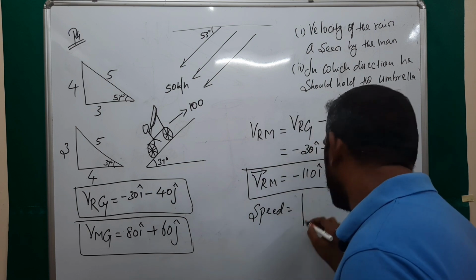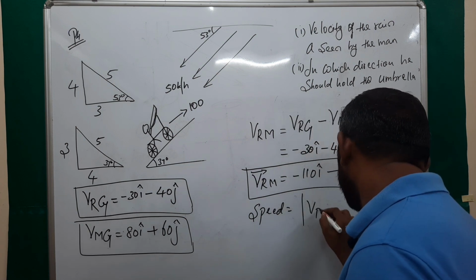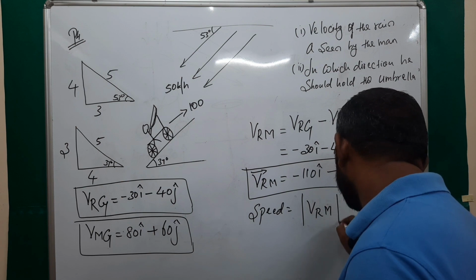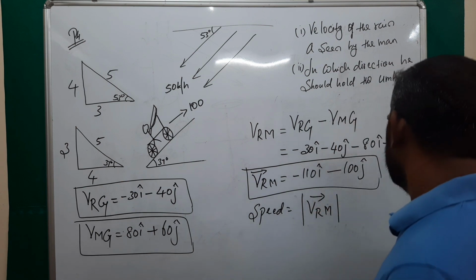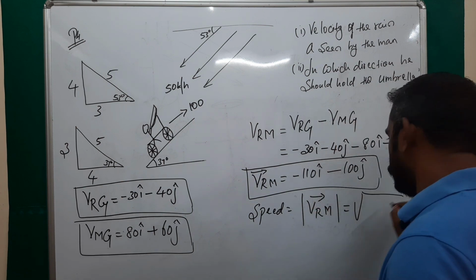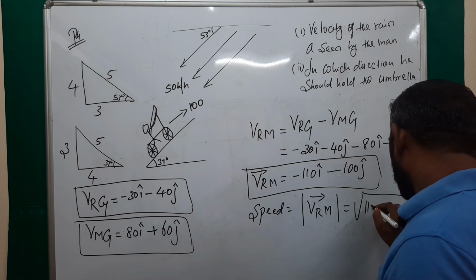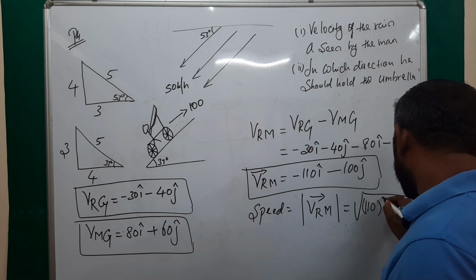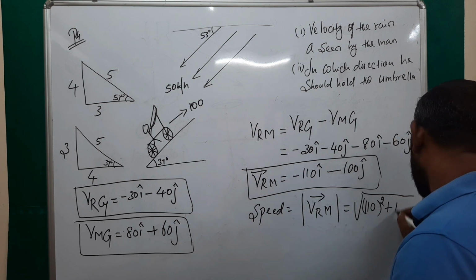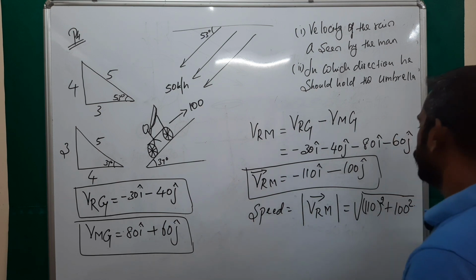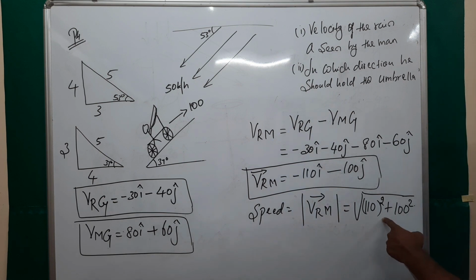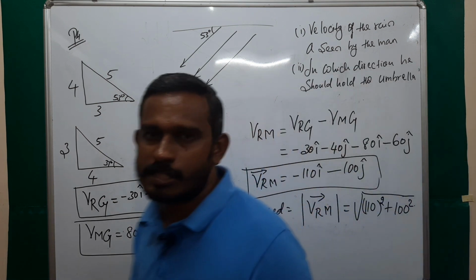Speed is equal to the modulus of V_Rm vector. So that is equal to the square root of 110 squared plus 100 squared. If you solve this and find this value, we can get the speed.